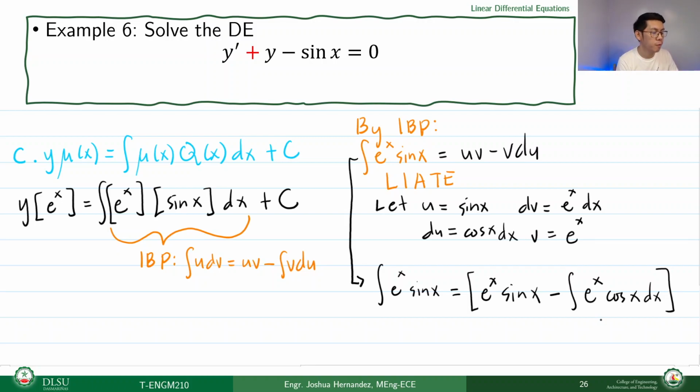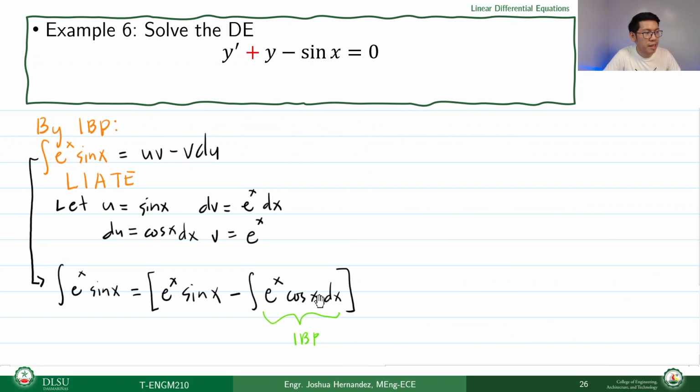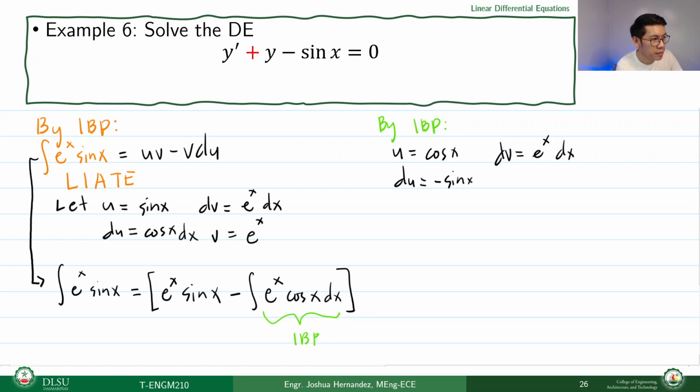Alright. From the looks of it, mukhang hindi natin to kayang i-integrate ng simple lang. So, we need to do again, what? Integration by parts. How are we going to do that? So, by second IBP, we let u be equal to cosine x, and dv be equal to e to the x dx. So, the derivative of cosine is negative sine x dx, whereas v is equal to e to the x.